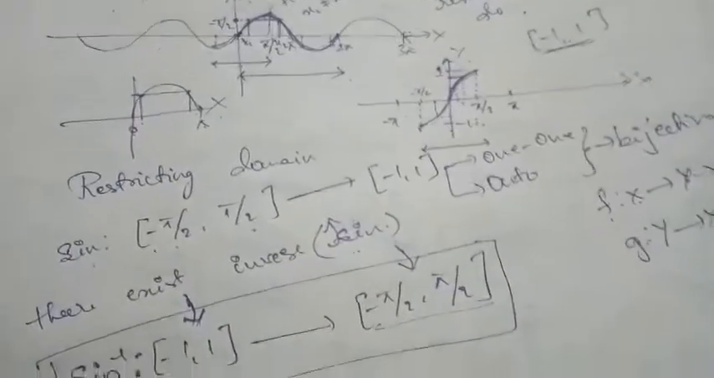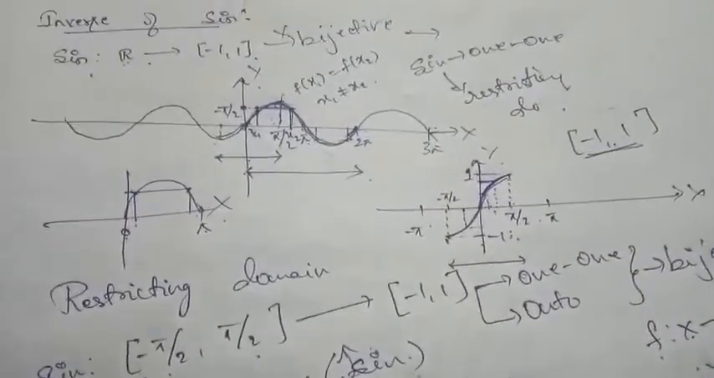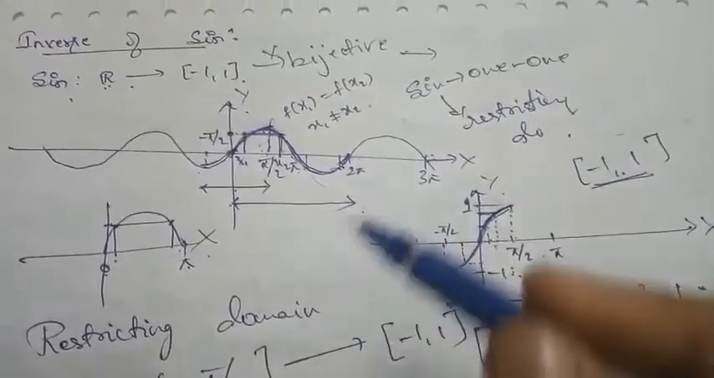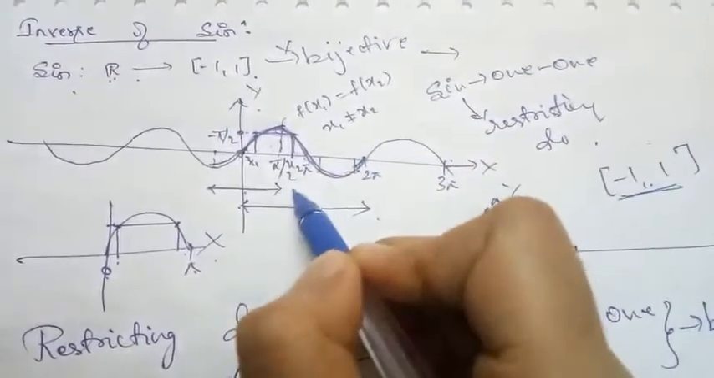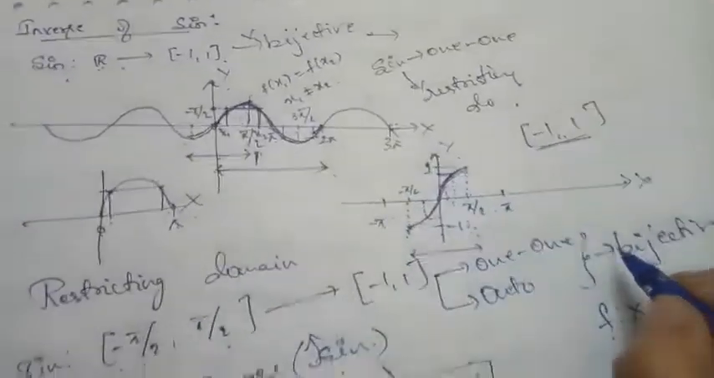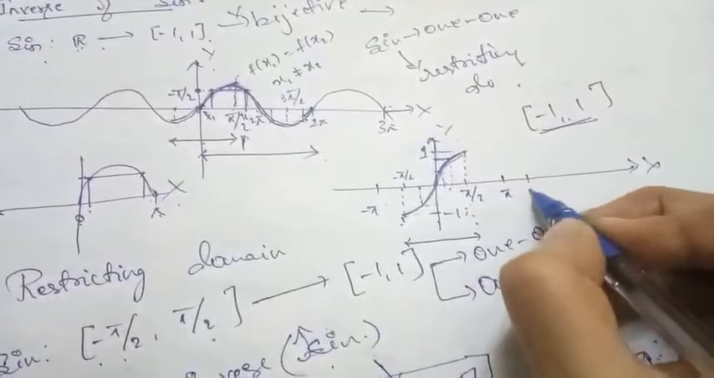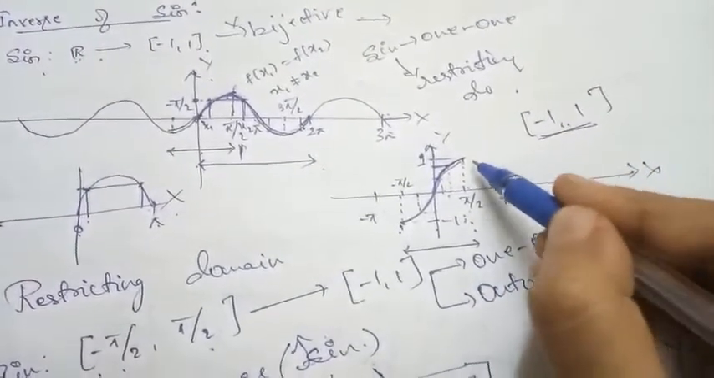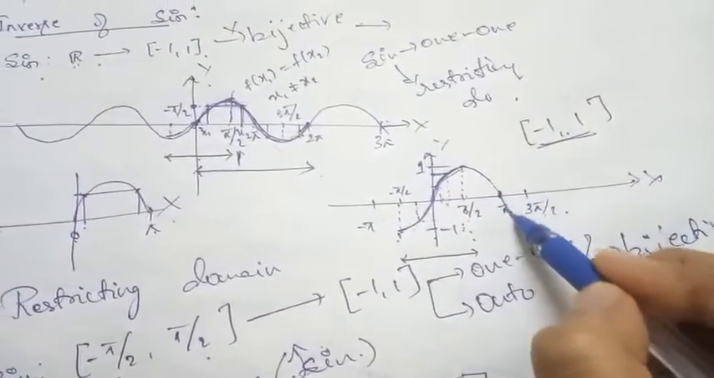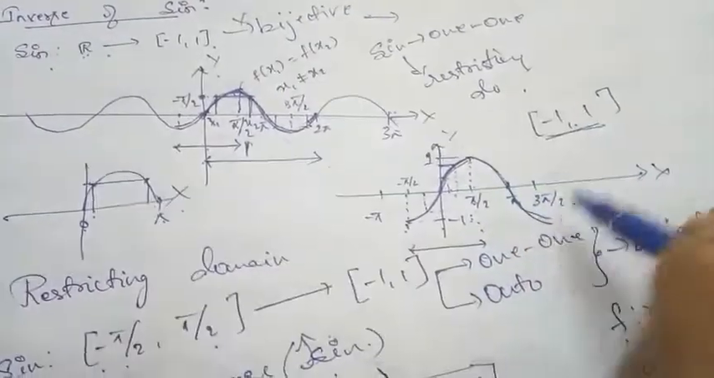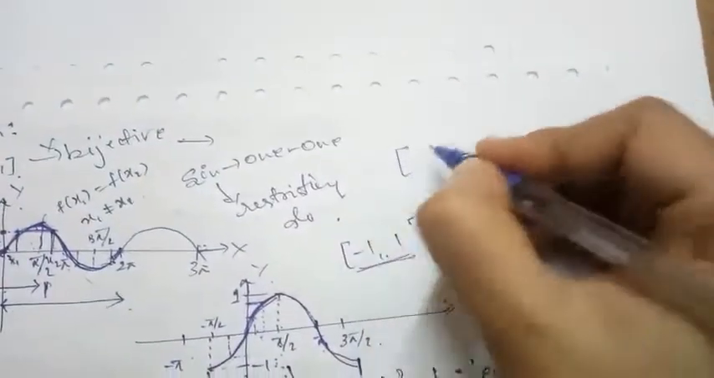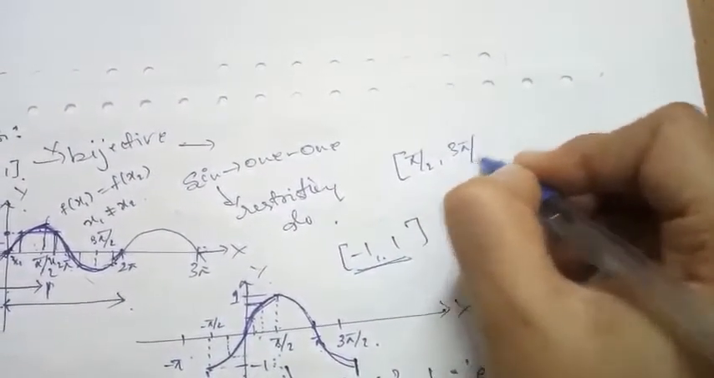One important question which might arise is, here we have restricted to minus pi by 2 to pi by 2. Suppose I restricted the domain from pi by 2 to 3 pi by 2, how will the graph be? From pi by 2 to pi it will be like this, and from pi to 3 pi by 2 it will be like this. So at that time our graph is this one, when it is lying from pi by 2 to 3 pi by 2.